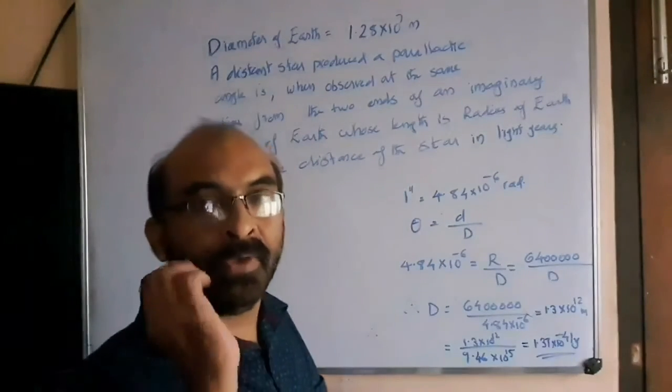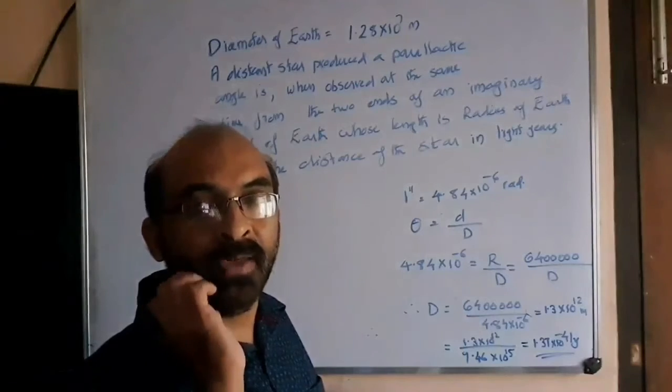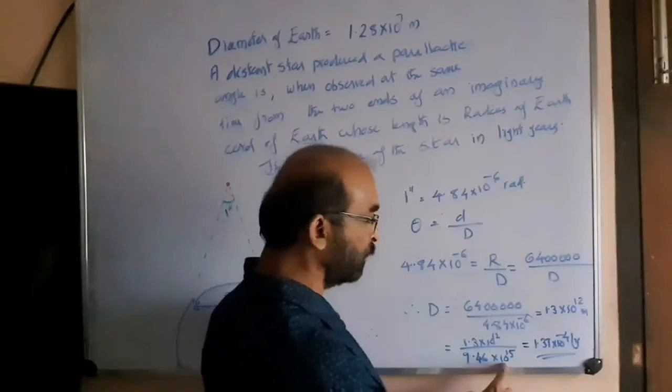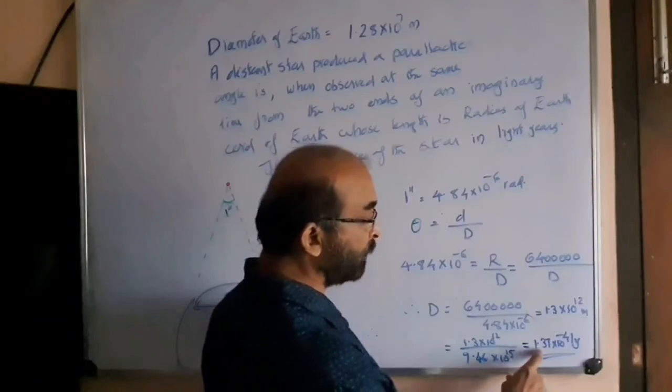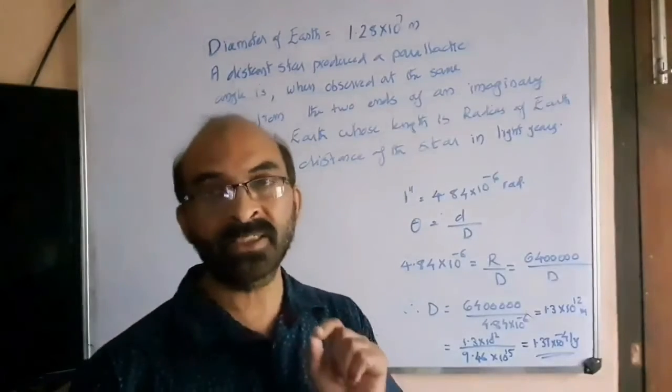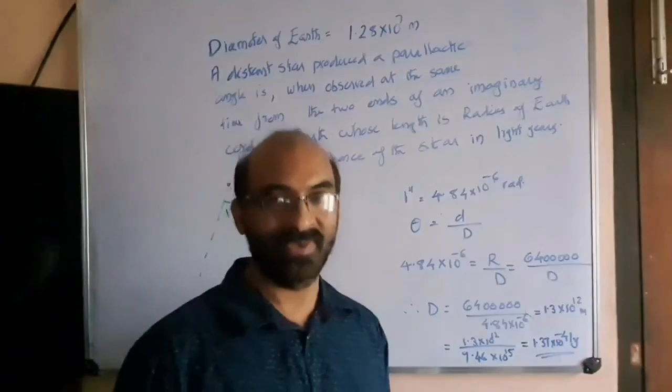To convert that to light year, you divide it with the light year's meter equivalent, which is 9.46 into 10 to the 15 meter. If you divide, you get 1.37 into 10 to the minus 4 light year. A fraction of a light year only.